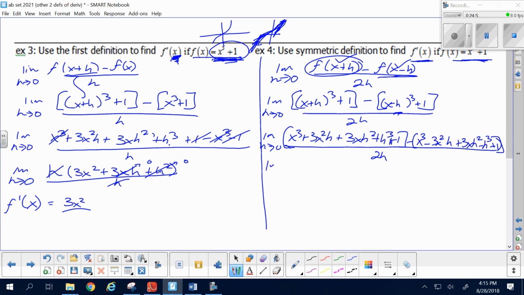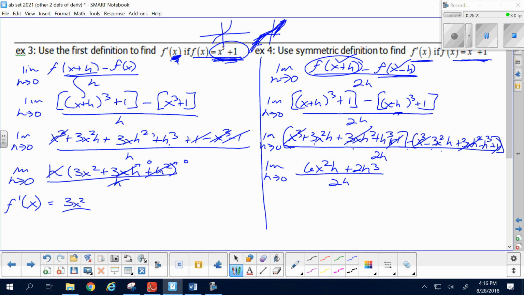So here we go. Let's simplify. The x cubes will subtract away. The 3x squared h's do not subtract away because it's minus a negative, so it's positive 6x squared h. The 3xh squared and the 3xh squared, those do subtract away. h cubed minus negative h cubed is positive 2h cubed, and the 1's subtract away.